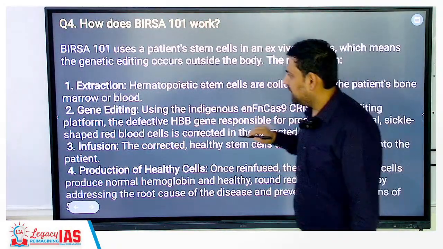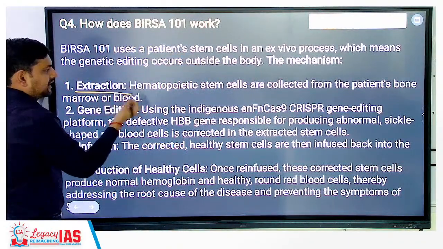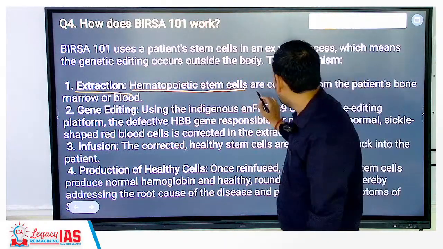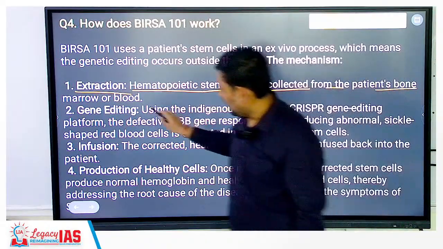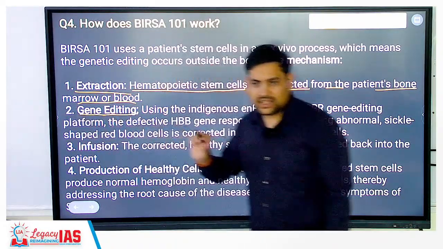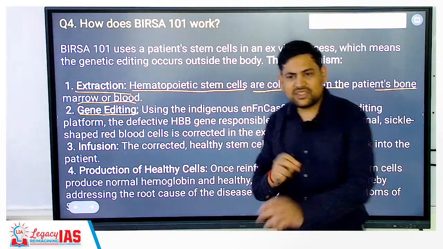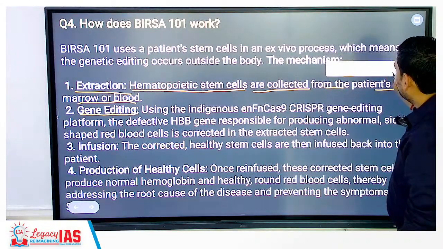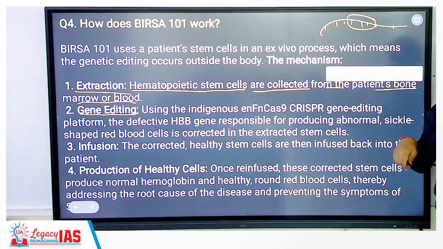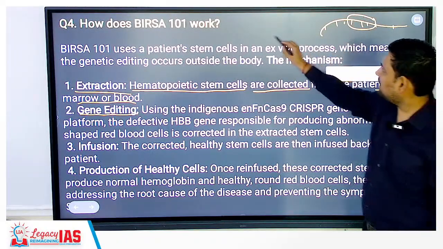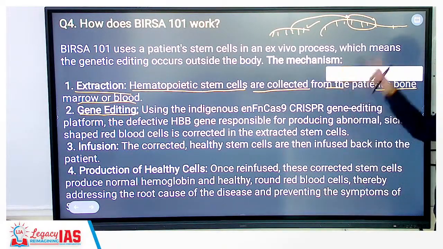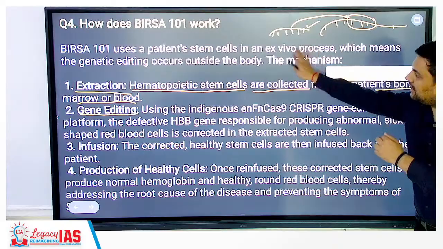See, the first thing they will do is extract hematopoietic stem cells, the stem cells that make blood. These are collected from the patient's bone marrow and blood. Then they will do gene editing using CRISPR-Cas9. CRISPR-Cas9 is a gene editing tool. Basically, if there is a gene like this, and let's say this is the problem area, they will remove this problem area and put another gene here which is fine. So this is what CRISPR-Cas9 does: cutting the undesirable genes and entering the correct genes.